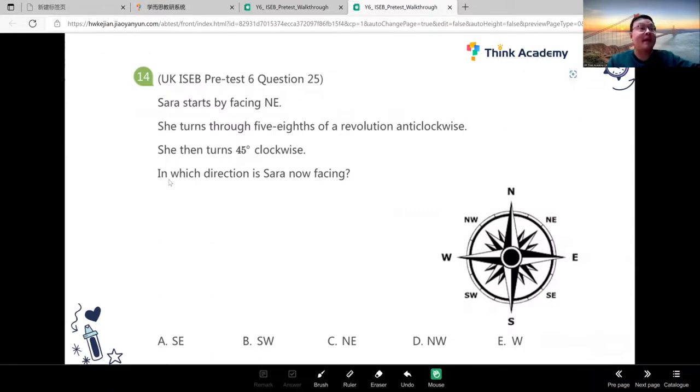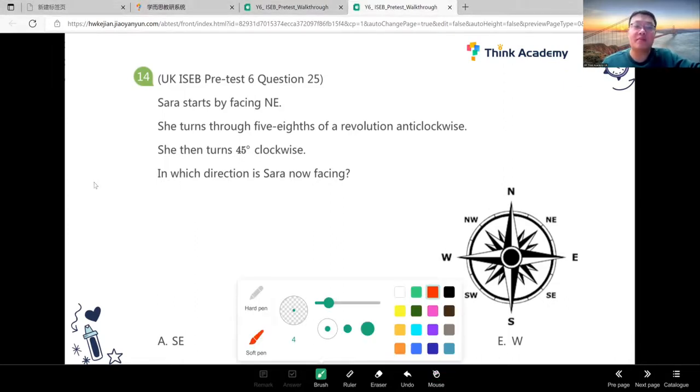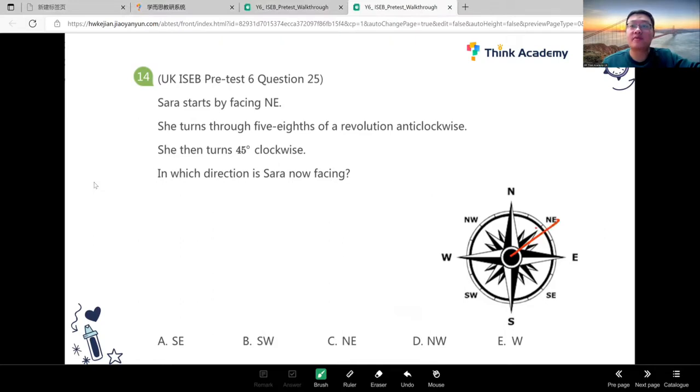Question number 14. Sarah starts by facing northeast. So in this direction, northeast.